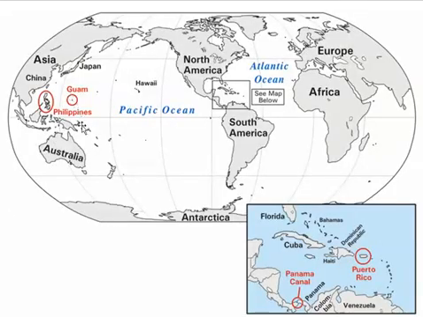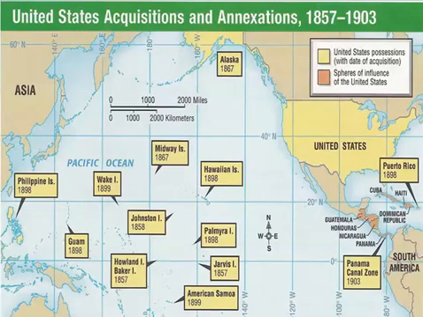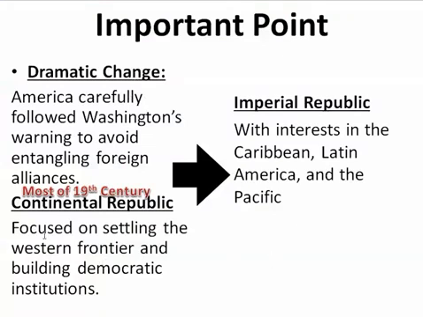So the end result is we get Guam, we get the Philippines, we get Puerto Rico over here, and eventually we're going to target the Panama Canal. So we get all these lands. What's important to remember here is this dramatic change that occurs. For most of the 19th century we were a continental republic, focused on settling the western frontier and building democratic institutions, and we carefully followed George Washington's warning that we should avoid entangling alliances, stay neutral, and stay within the continental United States. But we changed to become an imperial republic with interests in the Caribbean, Latin America, and the Pacific, with all those lands in Puerto Rico, the Philippines, Guam, and Hawaii.